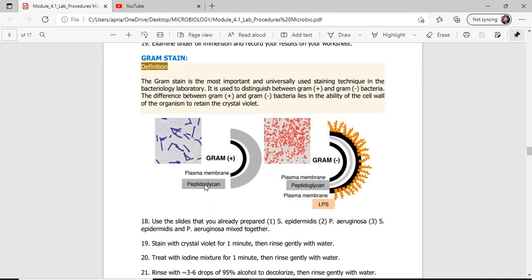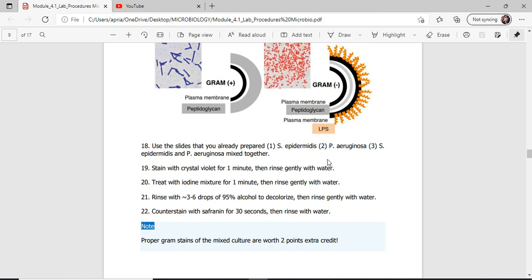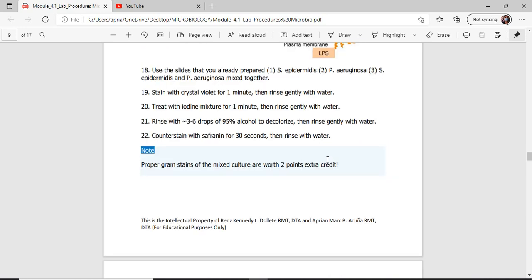Okay, the procedure for our Gram stain. Stain your smear with your crystal violet. When you put on your crystal violet, you need to time it for a minute. After that, you rinse it with water, then treat it with your iodine mixture.